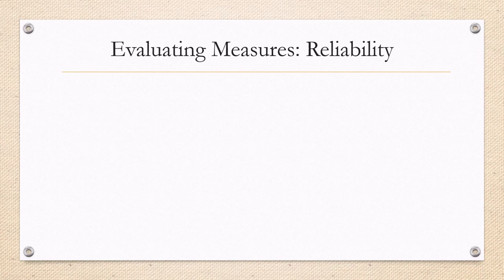So let's talk about evaluating measures in terms of reliability. Now remember, reliability is the degree to which a measure is free of random error and is consistent in the scores that it assigns. So if a thermometer says 30 degrees every time it's at a given temperature, it may be reliable, but this might have nothing to do with the right temperature.